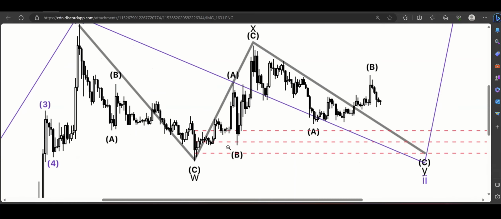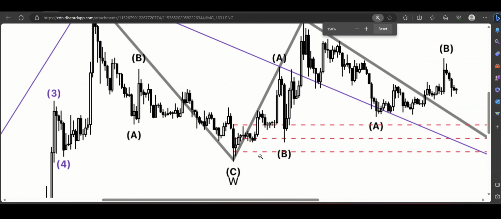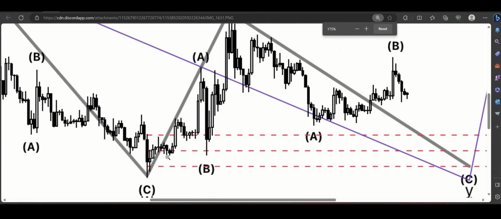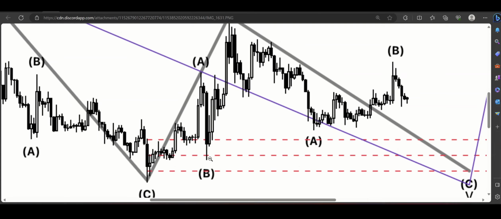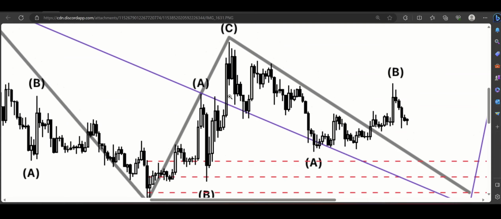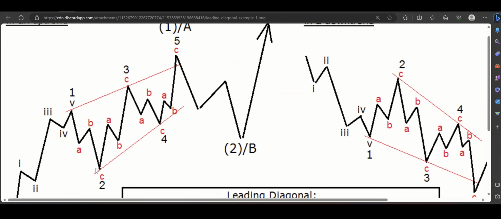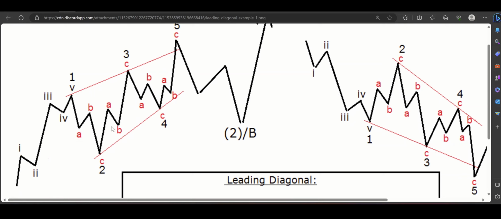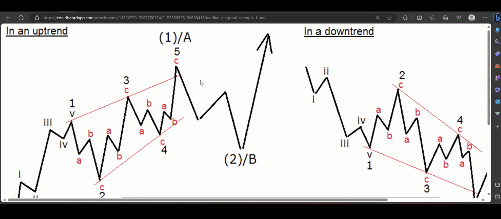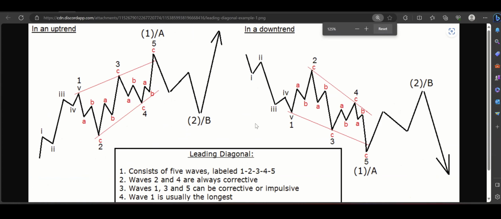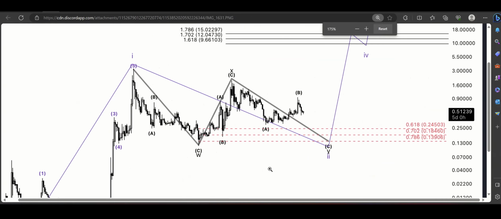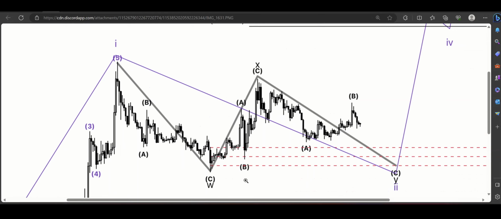Okay, now if you don't know what a leading diagonal is, you can see here that you'll have 5 waves, right? 1, 2, 3, 4, 5. You'll have a sharp B wave, and then another 5 wave move to the upside. Okay, now this is what a leading diagonal looks like. You see how you have 5 waves in a leading diagonal formation? You have a 3 wave move down for your B wave, and then you have your C wave up here. Okay? And then after we hit $1.95, you have your Y wave.